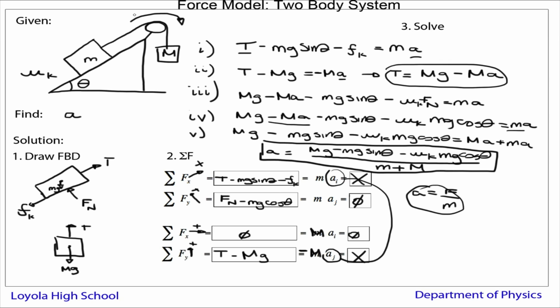Now, if the system were moving the other direction, let's say we're moving this way, then what would be happening? The frictional force will point upwards in this direction here, and this would be moving up, which would mean a plus sign there. But other than that, everything would be the same. So that's a demonstration of the use of the force model with a two-body system.